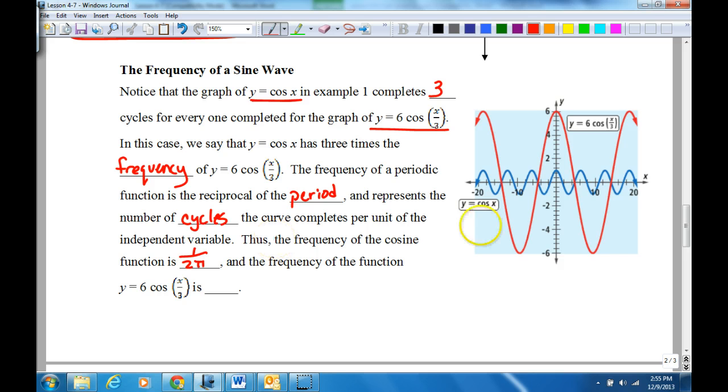So what is the frequency of this function? It's going to be 1 over, remember A is our 3, right? Times 2 pi, that's the period. So it's going to be 1 over 6 pi.